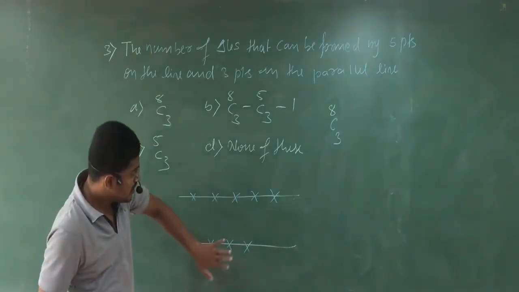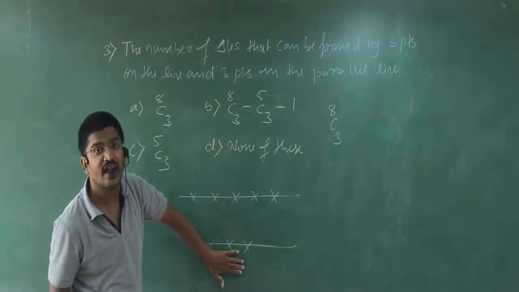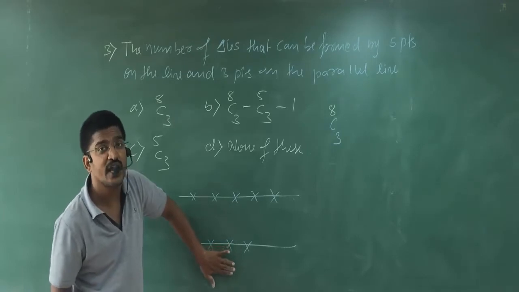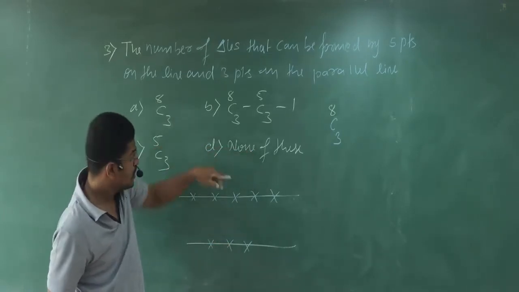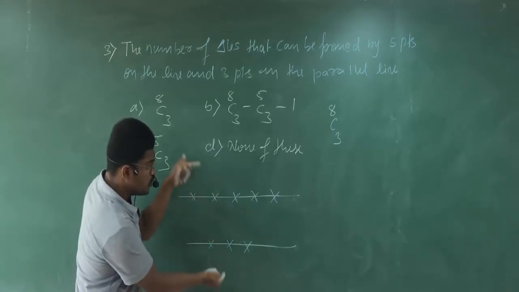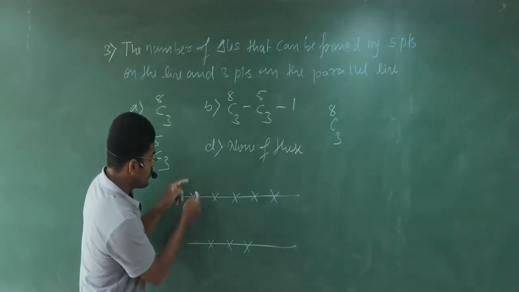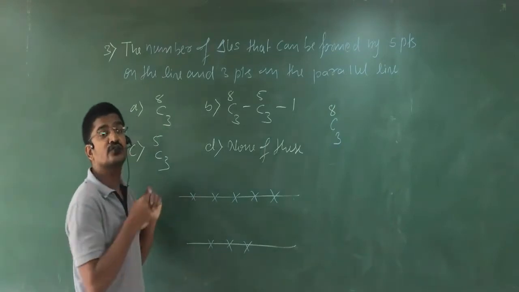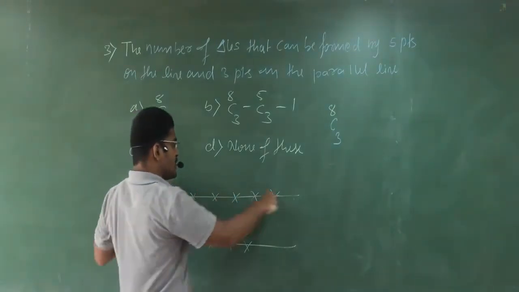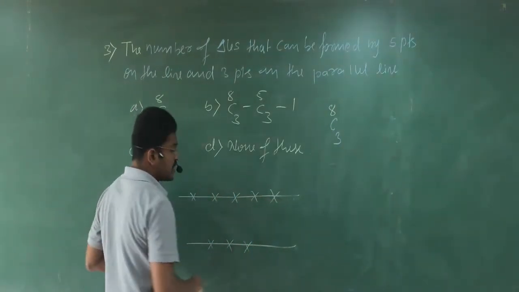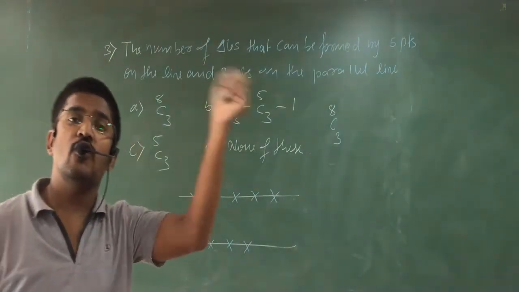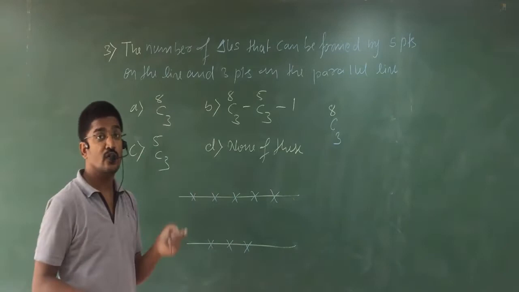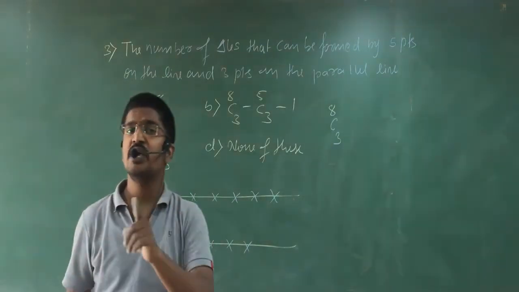That means I can't use these 3 points to form a triangle, and I can't use these 5 points to form a triangle. But I can use them by combining the points of these 2 lines, because these points are collinear. I can't use collinear points to form a triangle. Clear? So non-collinear points must be used.